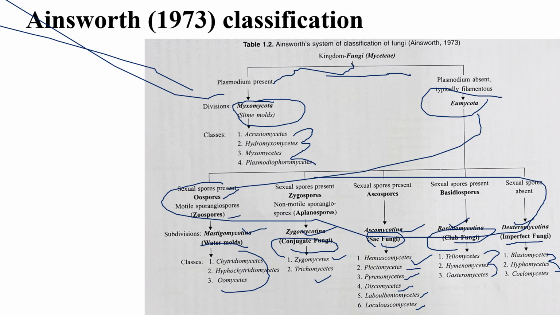When it comes to Zygomycota, aplanospores, sorry, before I said planospores, right? No, it's aplanospores. Non-motile spores are called aplanospores, and zygospores are the sexual spores. When it comes to Ascomycota, ascospores are sexual spores. Basidiomycota produce basidiospores, and conidia are commonly produced by both. So this is the Ainsworth classification. This is also a very famous classification.